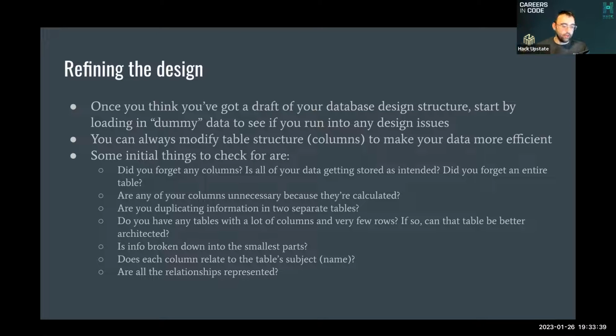Quick things to check for here. Did you forget any columns? Do you have any columns that are calculated or could be calculated? Do you have duplicate information in 2 different tables? Do you have a lot of columns with very few rows? If so, can that table be better architected? Is info broken down into the smallest parts? Does each column relate to whatever the name of the table is? And then are all the relationships represented? Do you actually have your primary keys and foreign keys and all of that stuff?